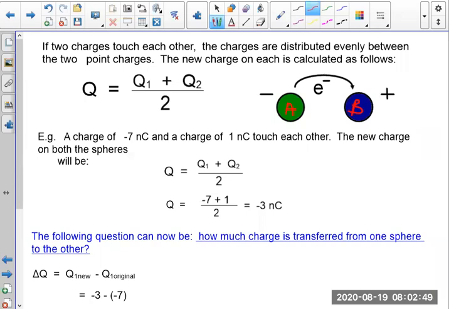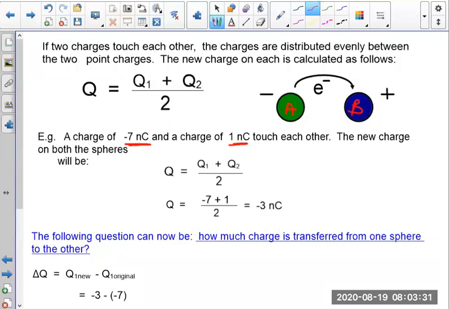If two charges touch each other, the charge is distributed evenly between the two point charges. The new charge on each is calculated as follows: Q equals (Q1 plus Q2) divided by 2. Say, for example, we have a charge of minus 7 nanocoulomb and 1 nanocoulomb. They touch each other, then we will have a new charge on both. The moment they touch, electrons, the negative particles, will be transferred from the more negative sphere to the more positive one.